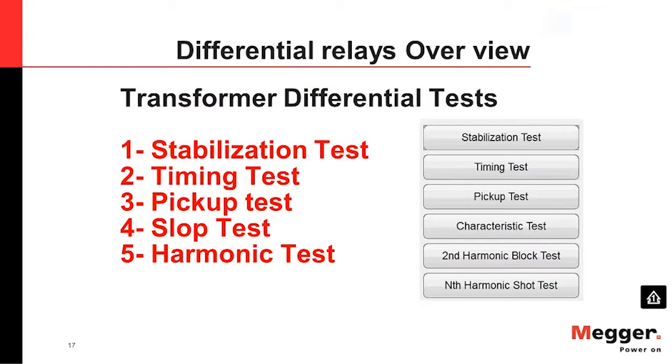This is something that will affect all the tests if you have a problem with stability the first time. Then the basic tests we'll go with, like timing test and pickup test. This is usually the basic test for the transformer differential, and then we have some advanced ones like slope test and harmonic test. And those on the right side are the tests which are going to be done automatically by our software.